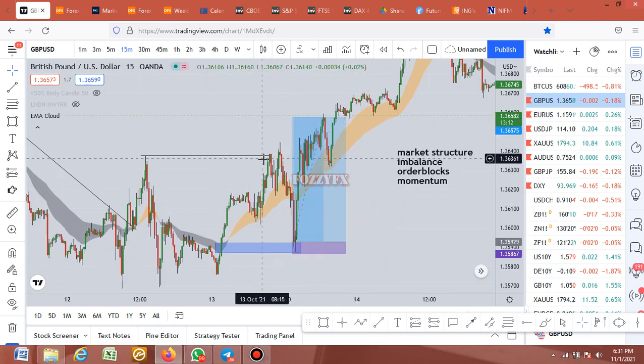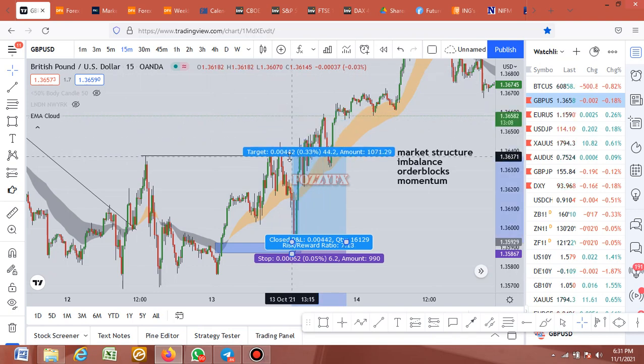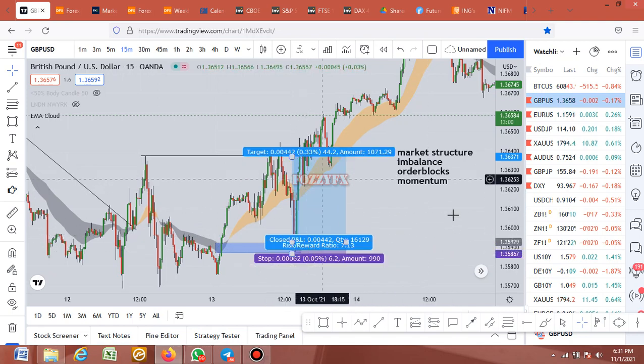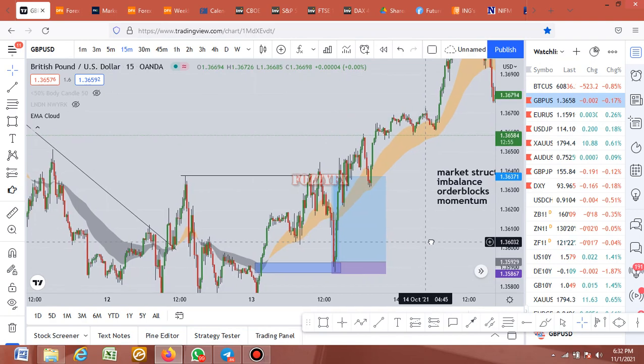So imagine your first target was just around this high here. You'd have been on at least a 1 to 5 here. You could see this is even a 1 to 7, and you'd have had a 1 to 7 just with a 6 pip stop loss and a 42 pip profit target. It would have been good for you.